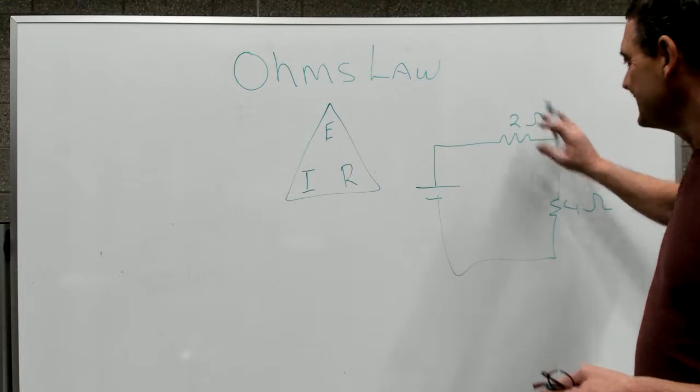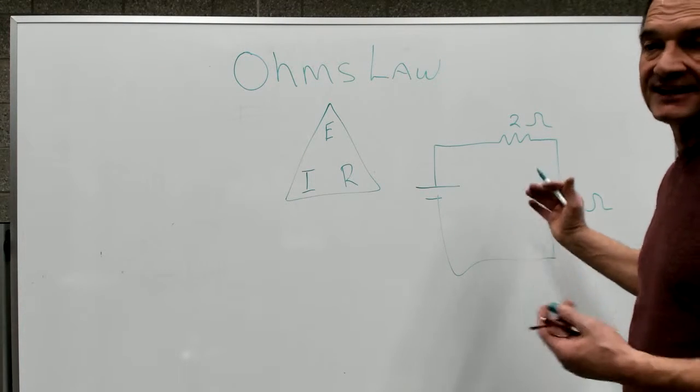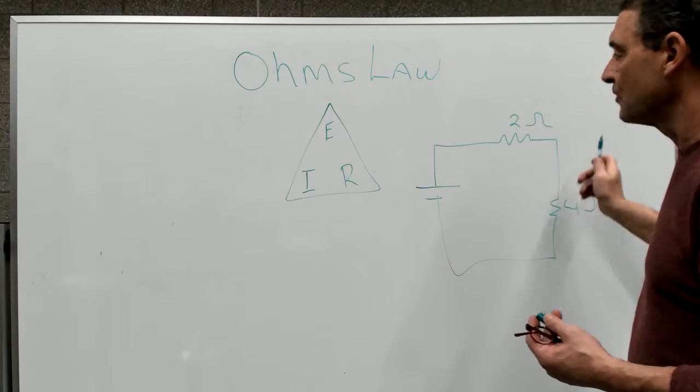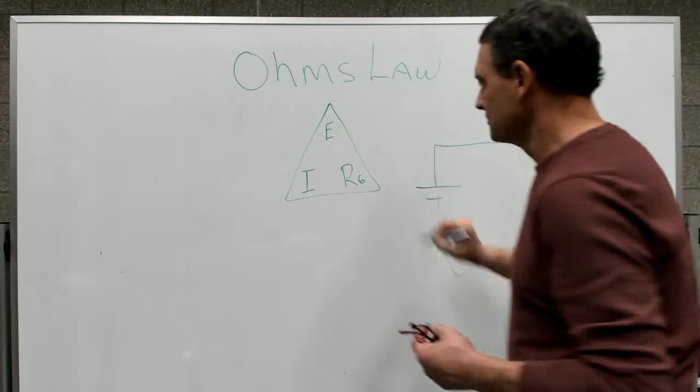So we can see we have 2 ohms and 4 ohms, and in a series circuit they just add together. So it would be 2 plus 4 is 6. So I can just write it down here, 6 ohms, just so I remember.